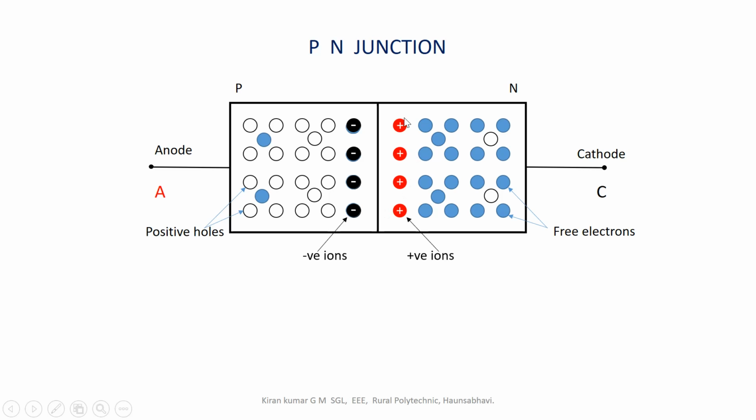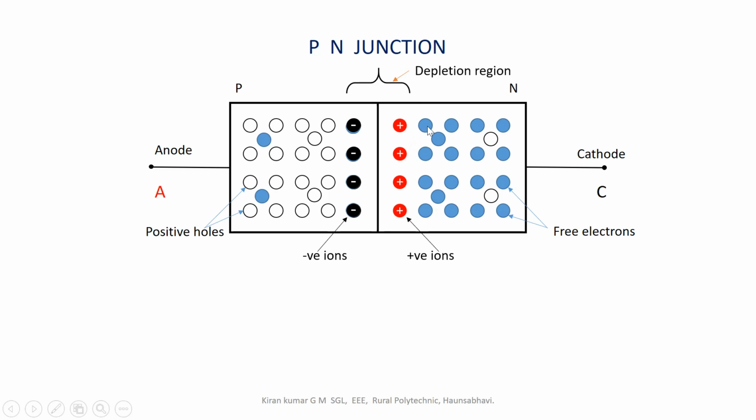This region where the ions are converted, where previously there were free electrons and holes which are the charge carriers, is now converted into the negative and positive ions here. As there are no free charge carriers available in this region, it is known as the depletion region.